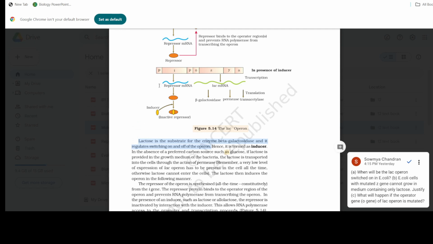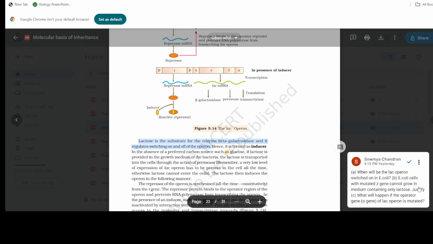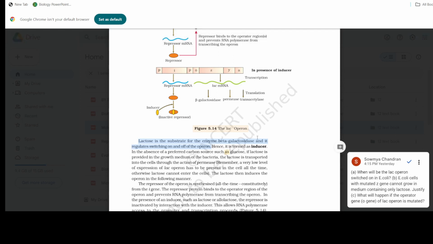So if there is no beta galactosidase, then there is no use of lactose. So E. coli cells cannot grow. That's why they cannot grow if the medium or the substrate contains only lactose. If any other substrate or any other sugar forms are found, they can survive. But without the presence of beta galactosidase, only the presence of lactose will not help them.